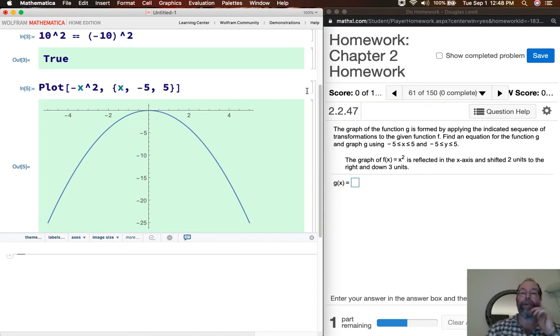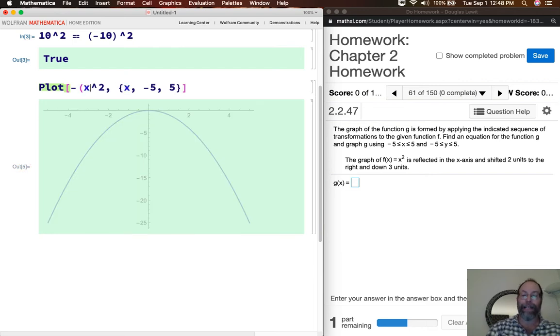So this is actually going to be negative x squared. And then it's shifted 2 units to the right and down 3 units. So if I shift this over 2 units to the right, I know you're thinking you should add 2, but actually you're going to minus 2. It's counterintuitive. It's like, wait a minute, but if you're shifting this over 2 units to the right, you're actually going to subtract 2.